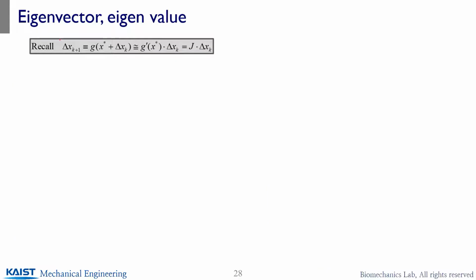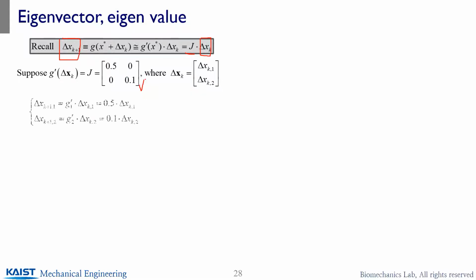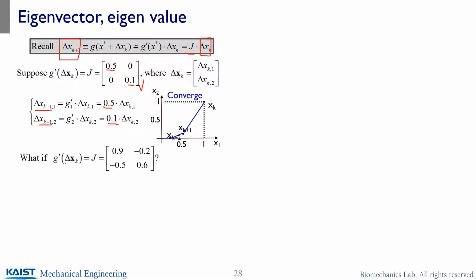So suppose your next step's deviation amount is going to be a function of the previous step's deviation multiplied by the Jacobian. If the Jacobian is very simple, like a diagonal term, you can easily say that your next step's value will be scaled down by half or 1/10 so that it will quickly converge to the fixed point. Okay, your deviation will reduce quickly by the amount of 0.5 and 0.1. However, if your Jacobian has a cross term like this, the full matrix, it's not really intuitive whether it is going to be converging or diverging.